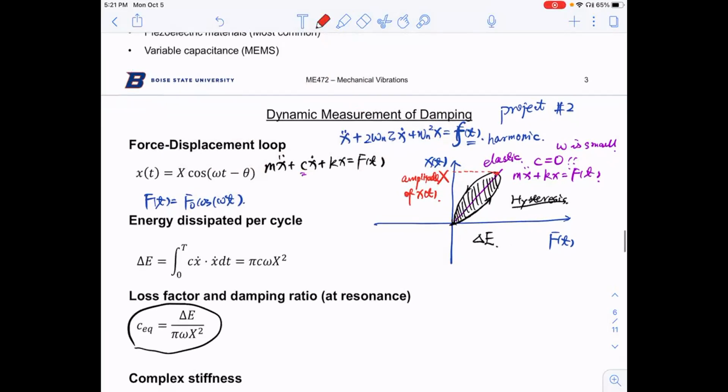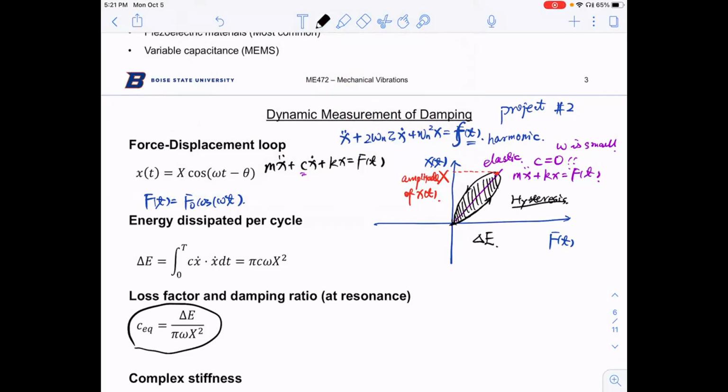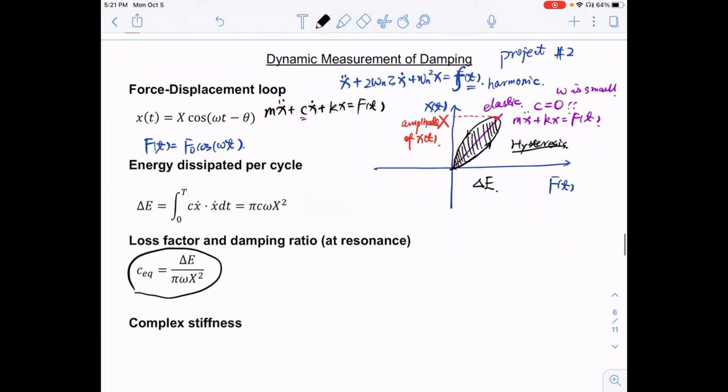And to double check, I believe this is parts 2 and 3 of project number 2. You need to find the area of this shaded, enclosed loop, and then once you find delta E, you know your excitation, you know the pi. You can easily find the magnitude. Then you can find your equivalent damping ratio or damping coefficient. Do you want us to create a graph showing the force relative to the displacement like this? If you want, yeah, that's going to help me to grade, but it's not necessary.